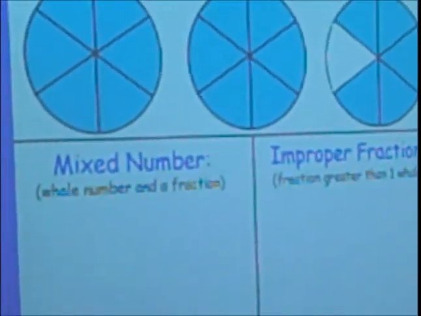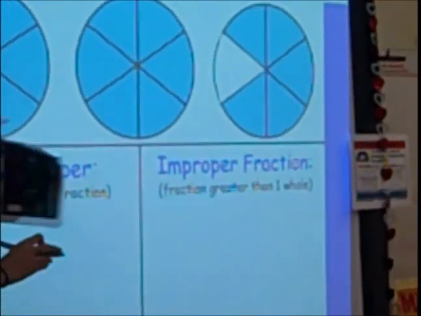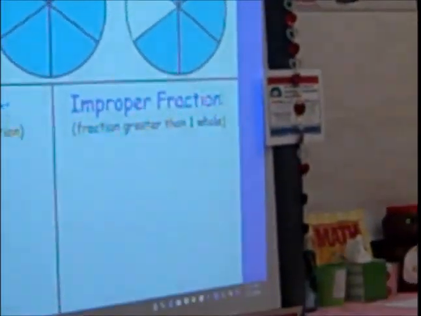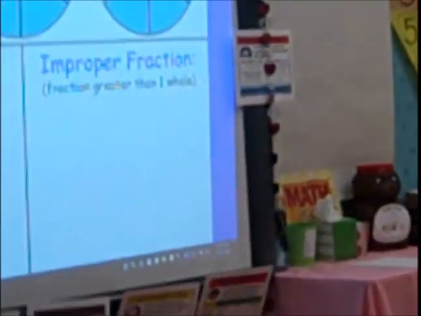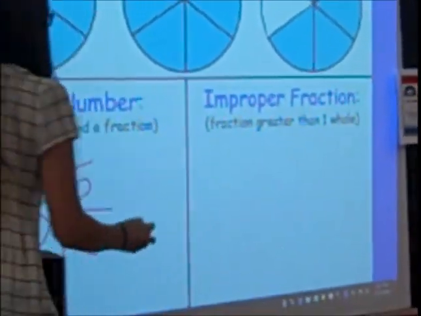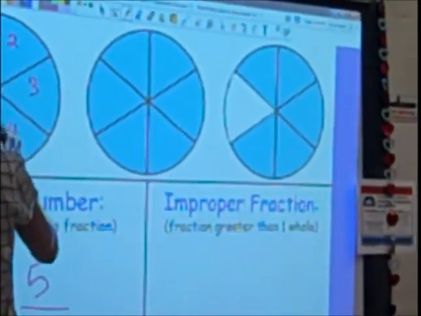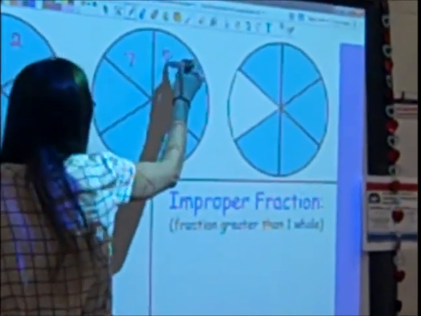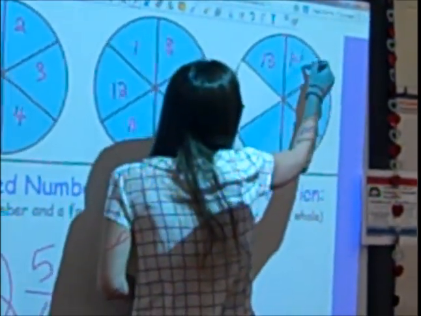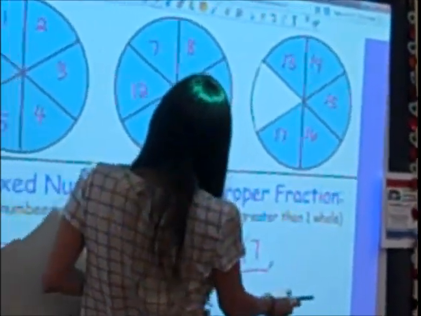All right, so here we have a visual to show us a mixed number and an improper fraction. If we look at our mixed number, how many whole circles do we have shaded in? We have 2. And then how much of our fraction do we have shaded? 5/6. So you have 2 and 5/6, which is the same as 17/6.